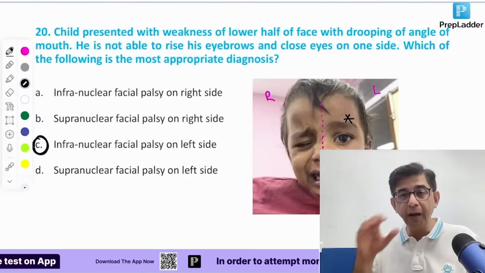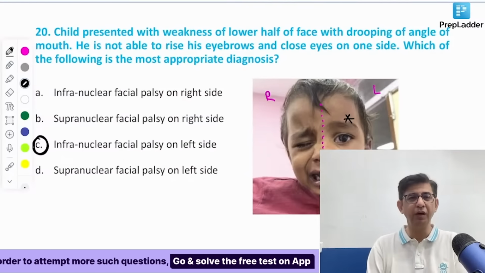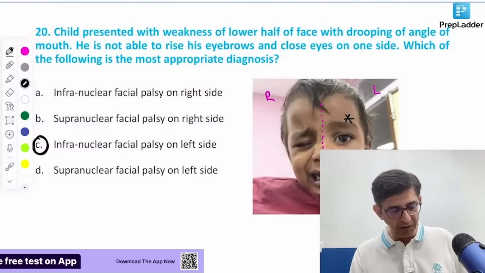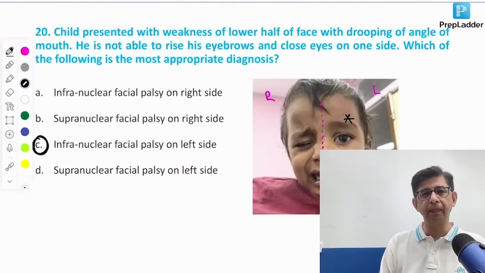Left side पे hypotonia हो जाएगा, ipsilateral कर लो, hypotonia कर लो, that is how you'll be able to solve it. So the correct answer for this question is option number C, that is an infranuclear palsy of the left side, which is to be remembered.